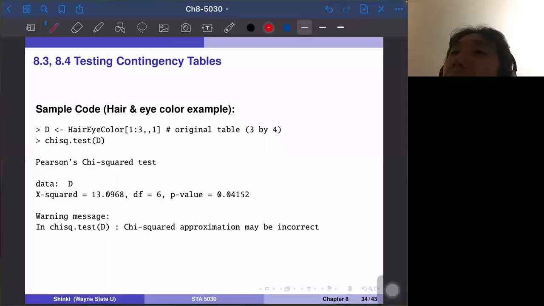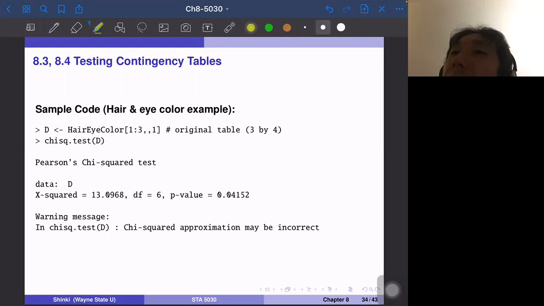Hi, let's continue testing contingency tables now that we have our code. Remember that we are testing the hair and eye color table. Actually, this table has two pages, one for male and one for female. This is just the first page of the data set, and we want to test this with the chi-square test.